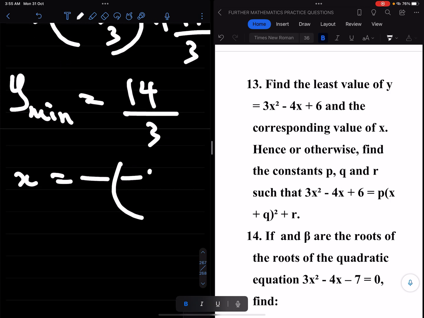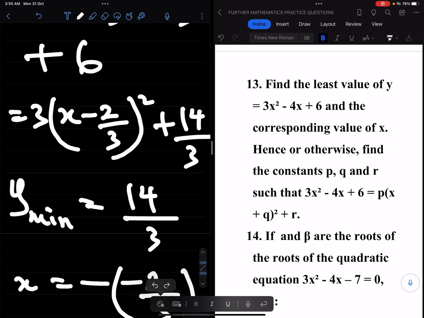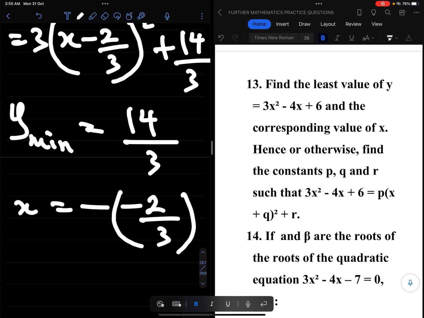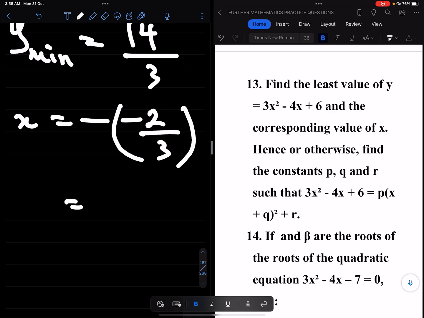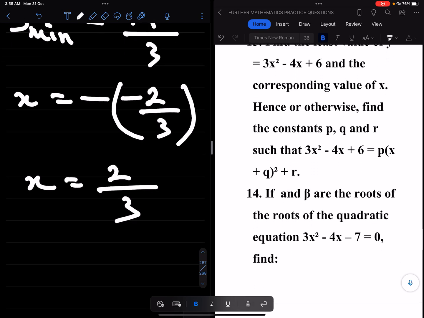So that's minus into bracket minus 2 over 3. I take that again. b over 2a is the same as this, and that's minus 2 over 3. And the corresponding value of x, for which y has a least value, is minus b over 2a. So that's going to be minus into bracket minus 2 over 3, which is 2 all over 3. Now we go to the next.